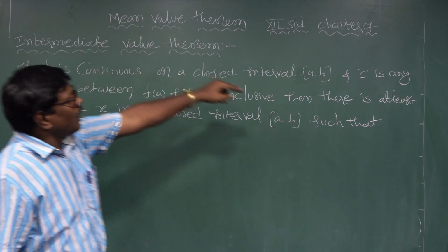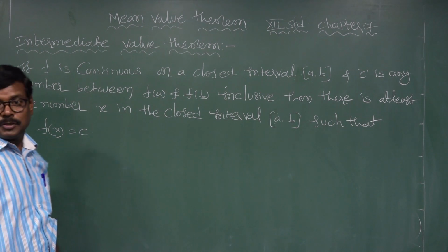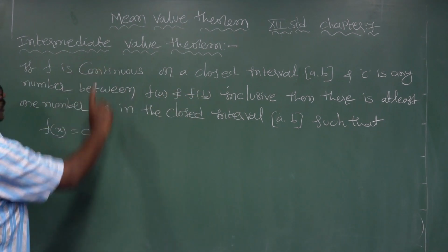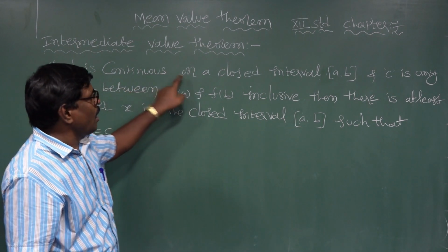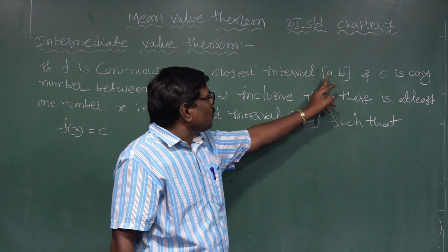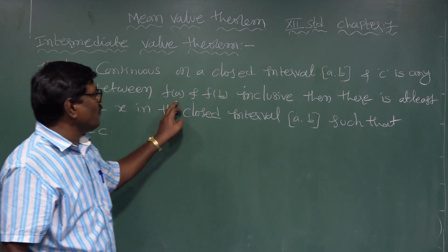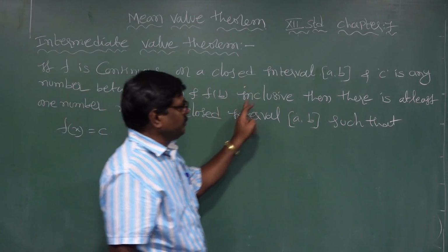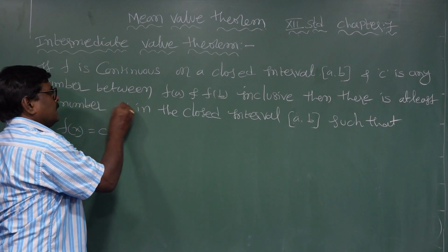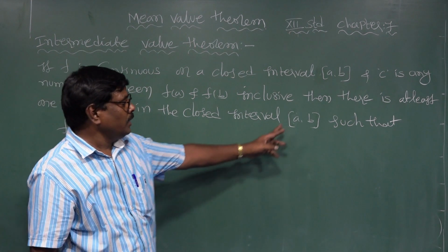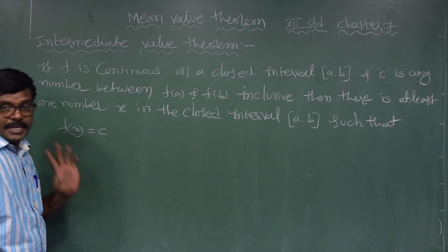This is Chapter 7, the mean value theorem, 12th standard. Intermediate value theorem: if f is continuous on the closed interval a, b and c is any number between f of a and f of b, including both, then there is at least one number x in the closed interval a, b such that f of x equals c.